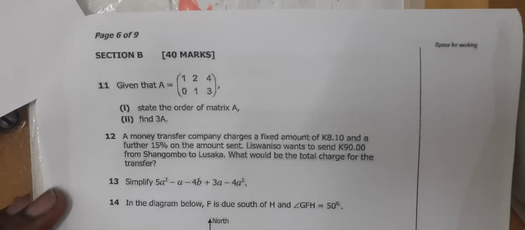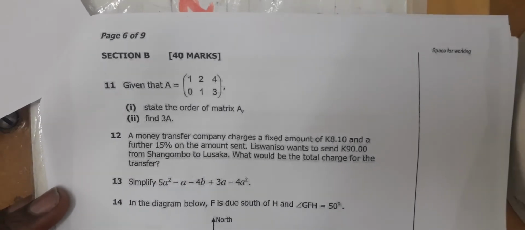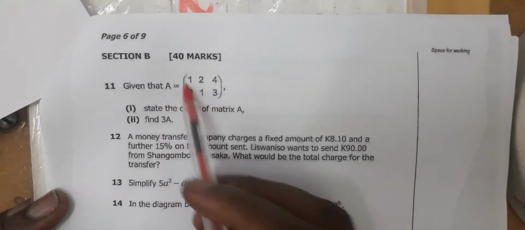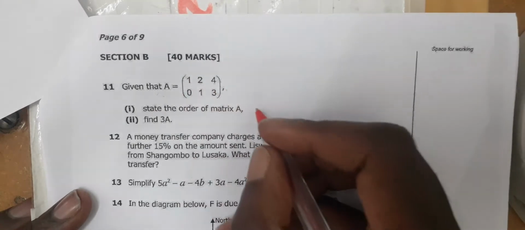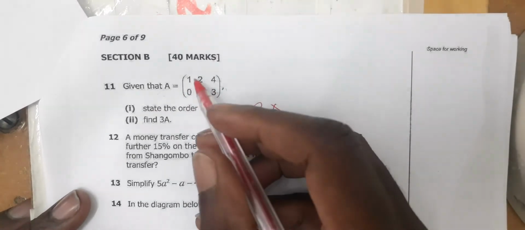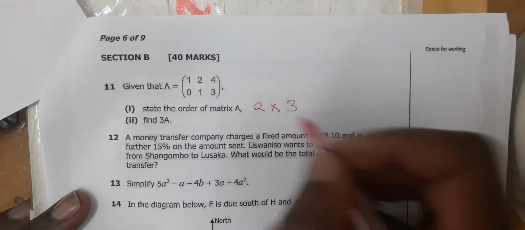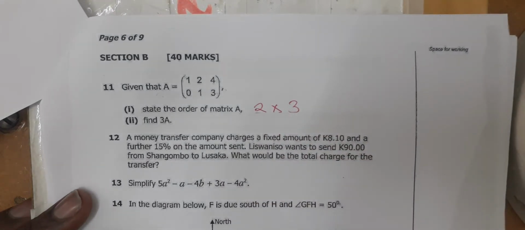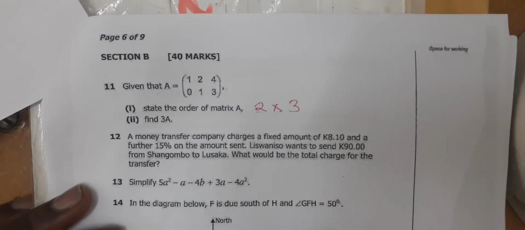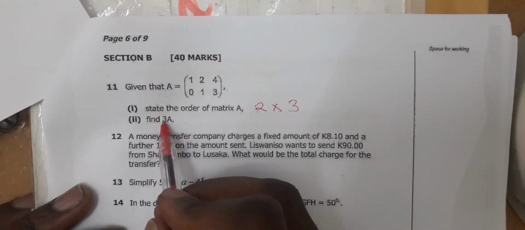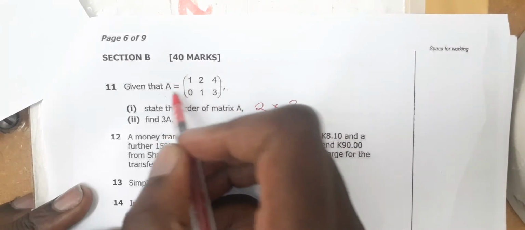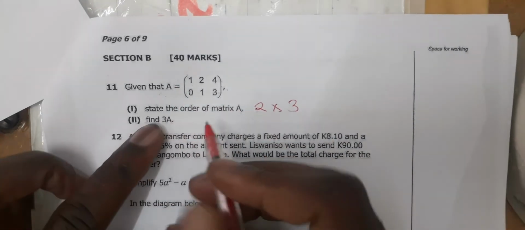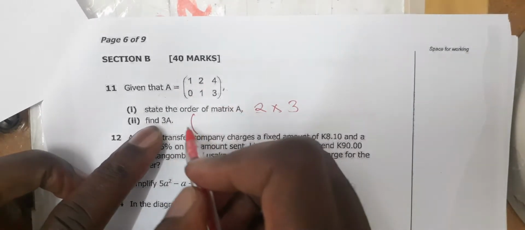So when we come to question 11, given that A is this matrix, state the order of the matrix. What is the order? How many rows do we have? We have 1, 2 rows. 2 by how many columns? 1, 2, 3. This is the order. Then 3 is the scalar. Find 3 multiplied by A. So we need to multiply everything here by 3.